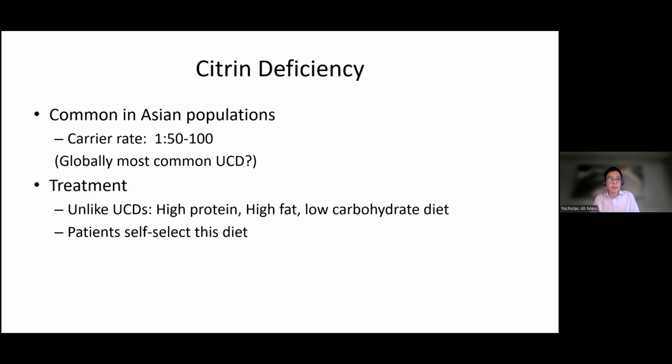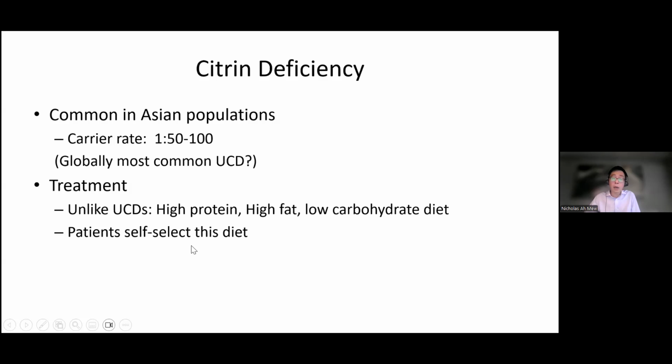Particularly interesting here is that there are a couple of recurrent variants in the Asian population, and there have been some theories that there may be some selection bias, although the exact selection bias is unclear at the moment. The other interesting thing is that whereas for some of the other disorders there's a pretty clear correlation between residual enzyme activity and phenotype, that tends to be less clear here for citrin deficiency.